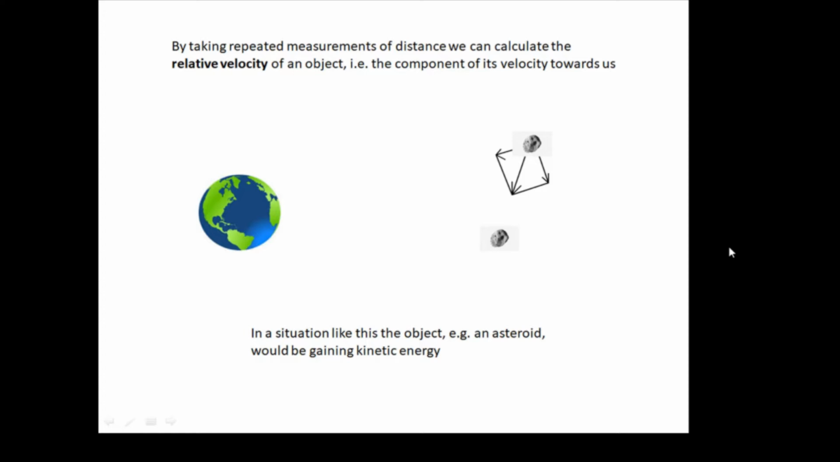And in a situation like that, an asteroid heading towards Earth would be speeding up, gaining kinetic energy. So what we're actually measuring is the average velocity in the time interval between readings.